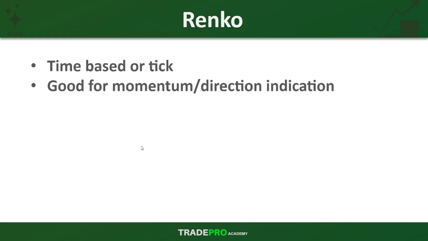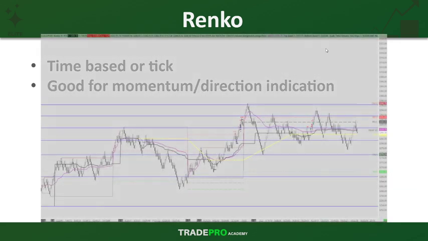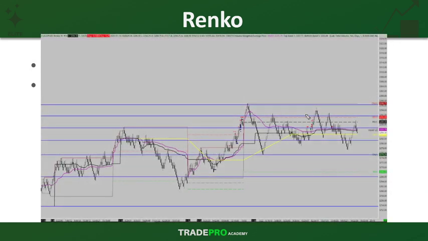Now the Renko. The Renko is a great chart for momentum. It can be tick or time-based. It's really good for identifying directional continuation, directional momentum. If you take a look at this chart, it continues to print that candle until the direction or the momentum changes. So bear candles all the way down until the momentum starts to stall or change. So it's great if you're looking for momentum moves.